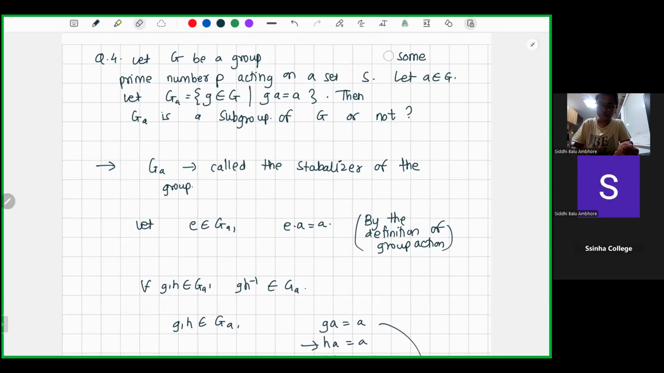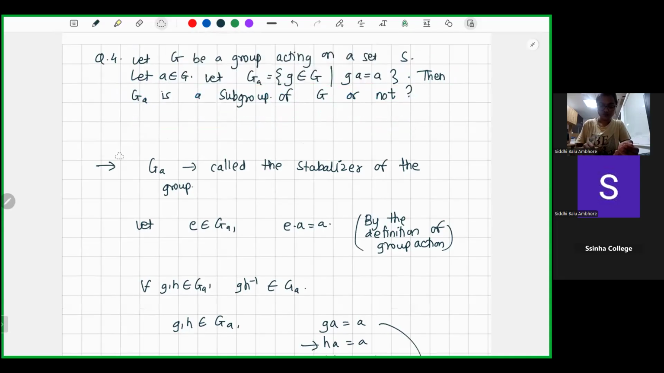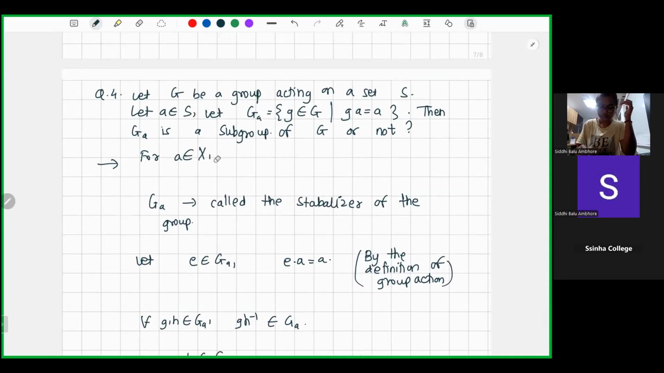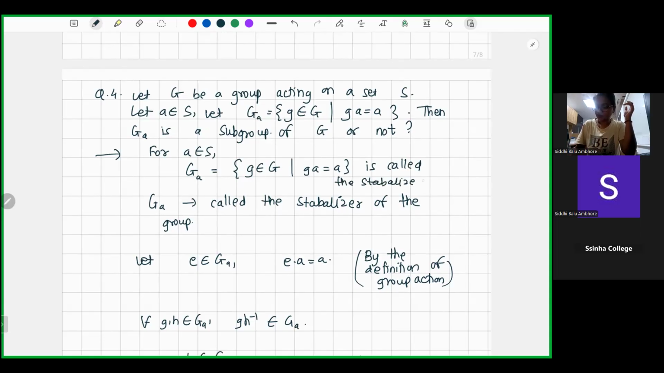Let G be a group acting on set S, let A be in S. For A in S, GA is equal to all those G in G such that GA is equal to A, and it is called the stabilizer of this element A. So it is the collection of all elements of group G which stabilize the element A.